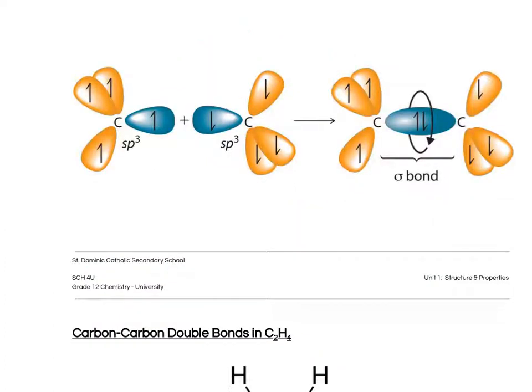So here I have this visual for you. Here we have 2 separate carbons, each with 4 sp3 orbitals with a single unpaired electron in them. Here we go, carbon number 1, carbon number 2. When their sp3 atomic orbitals overlap, they form a sigma bond, and so now we have a molecular orbital, right?